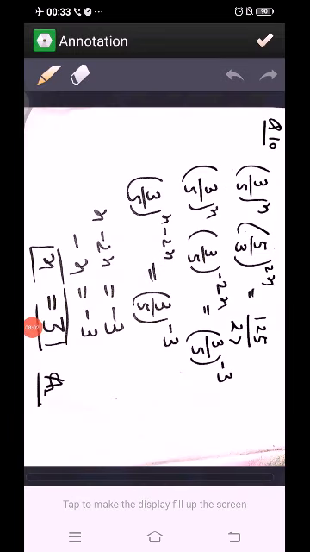Question number 10. (3/5)^n into (5/3)^2n equal to 125/27. This is x power 2x and this is also x, not n. Then this we leave the same only, (3/5)^x. Here we can see this is 5 upon 3, others are 3 upon 5.